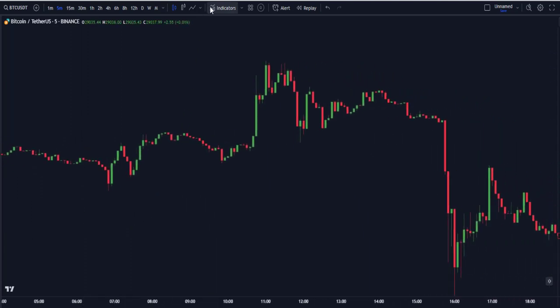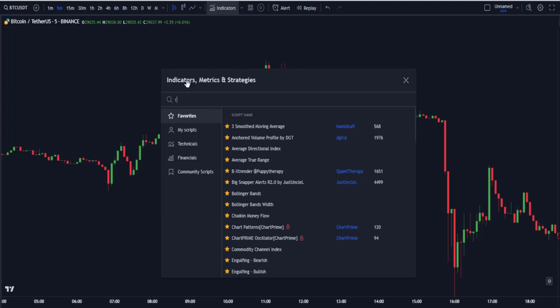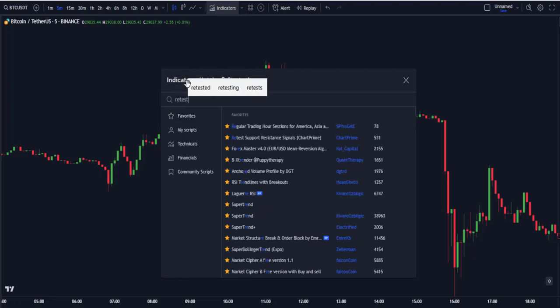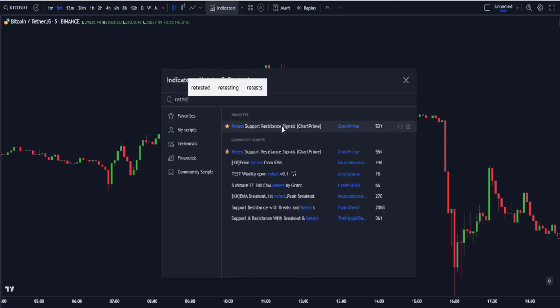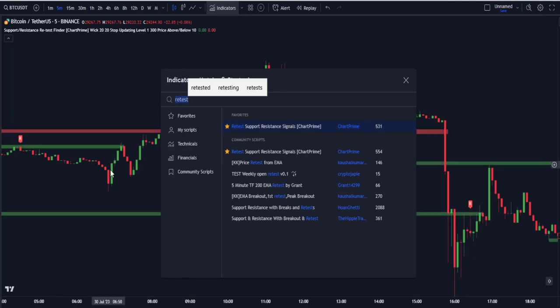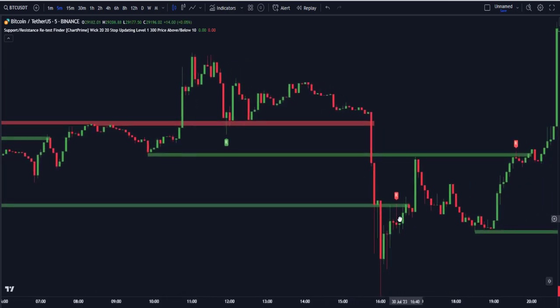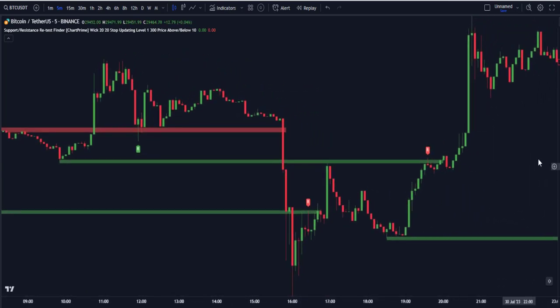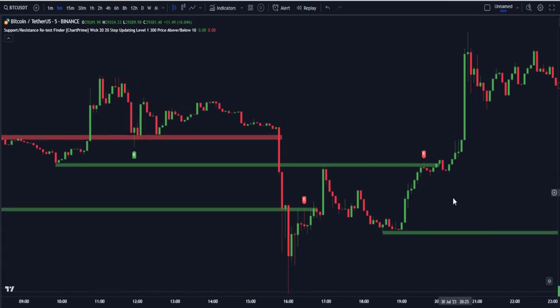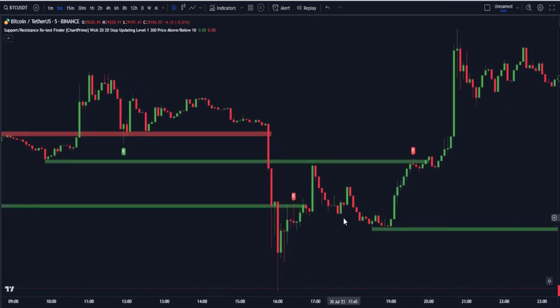To add the indicator to the chart, simply go to the indicator search bar, then search for retest support and resistance signal. Select the one made by Chart Prime. The indicator also shows when the price retests these levels, which means it comes back to test them again. This can be a good opportunity to enter or exit a trade depending on the direction of the trend. Before we discuss more about this indicator, let's go to the indicator setting to explore it.